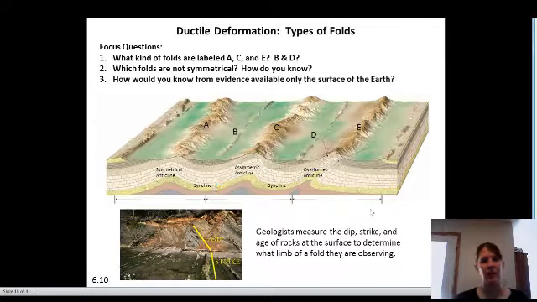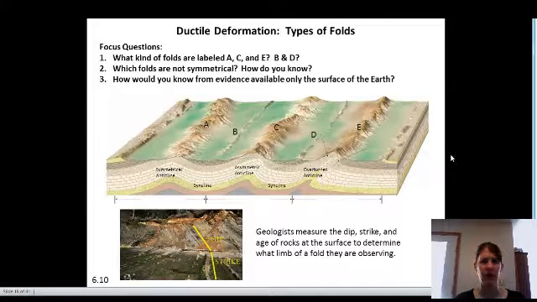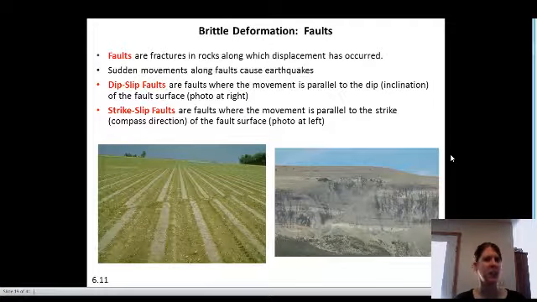When trying to examine folds within a rock system, geologists measure what is called the dip and the strike and the age of the rocks to determine what limb of a fold we are observing. And we're going to cover that later on. I think it's later on in this chapter.